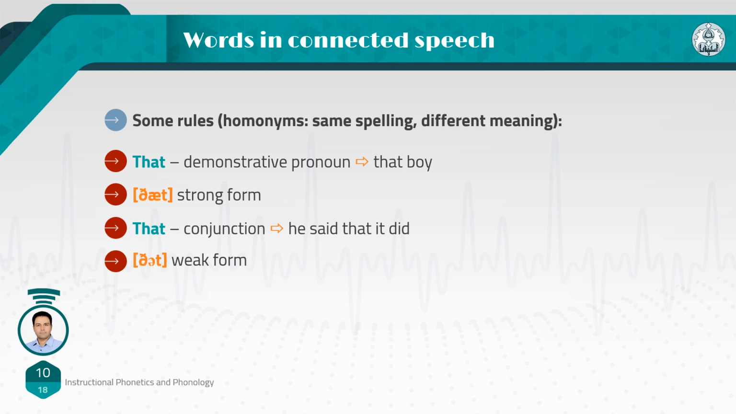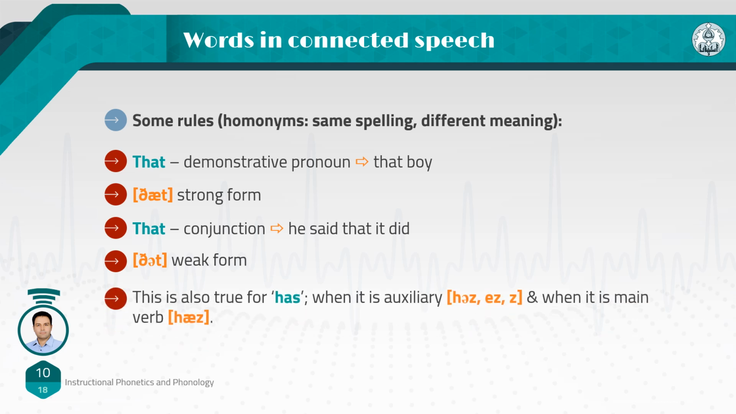For example, he said that it did. He said that he's a good student. He said that he will come. So the first one is "that" as demonstrative pronoun, strong form. The second one is "that" as a conjunction. We use the weak form. So the conjunction is much more likely to have a weak form. The demonstrative "that" is always pronounced in the strong form.